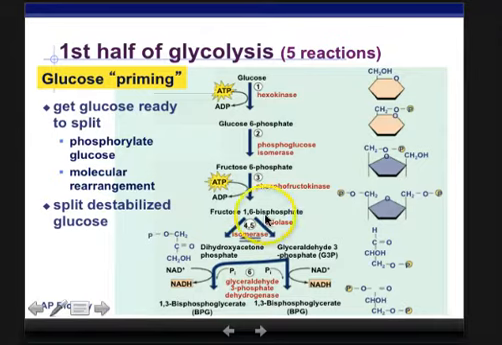Then the next step is the actual split. This is when glucose actually gets lysed, right? So this is the split, and we're creating 2 3-carbon sugars that are isomers of each other. Aldolase does the splitting, and then isomerase makes them into the 2 isomers.